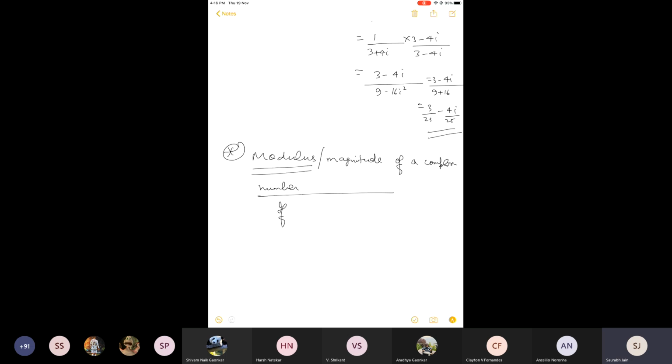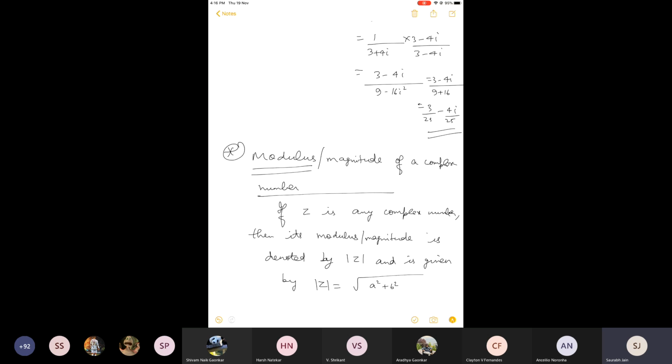If z is any complex number, then its modulus or magnitude is denoted by mod z. Note down both the terms. Mod z, as the name suggests, modulus of z, and it is given by, this is the important formula, mod z equals under root a square plus b square.